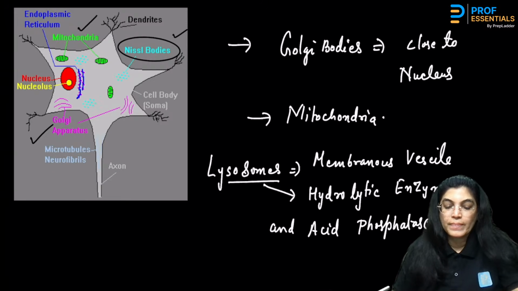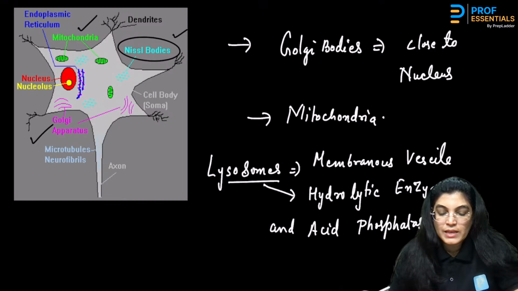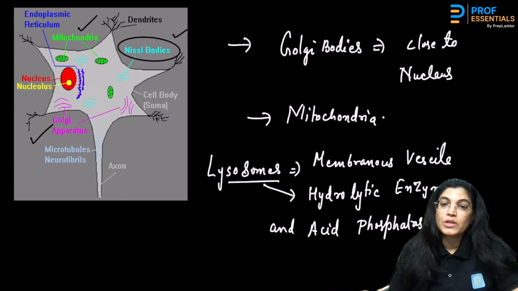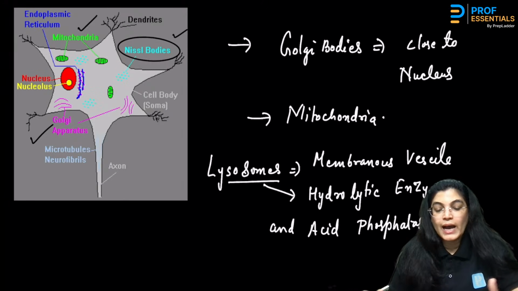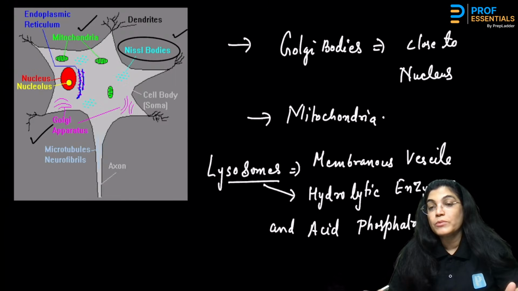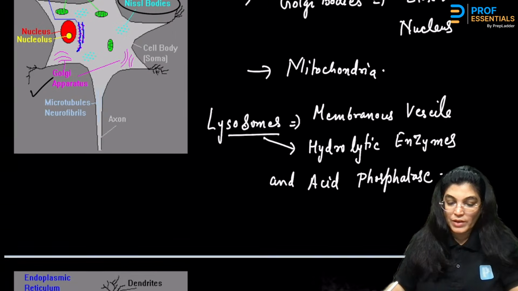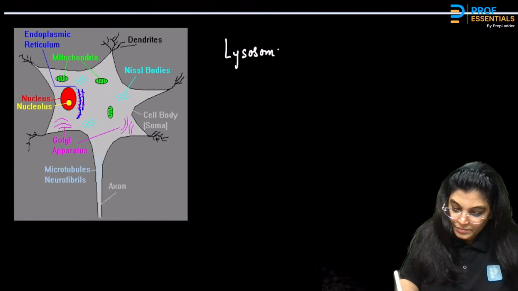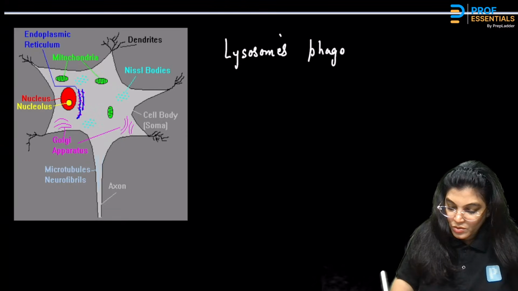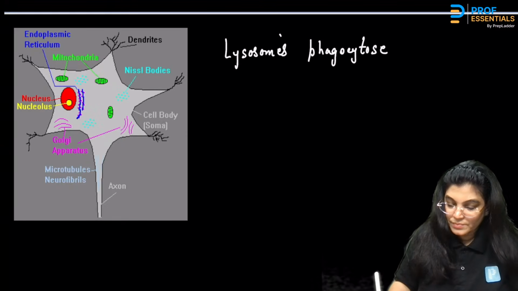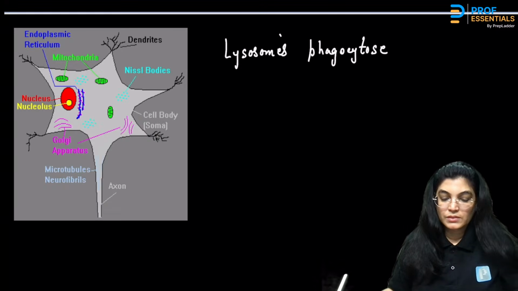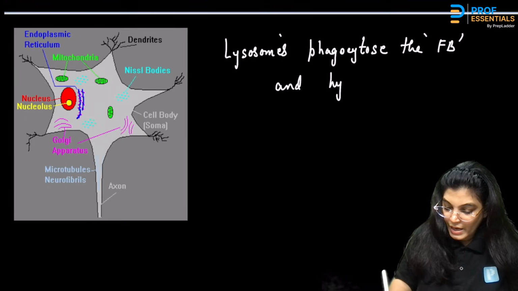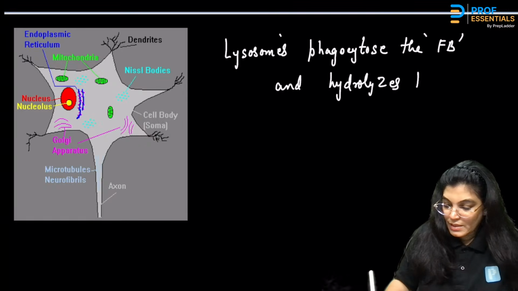This is an important point. The function of lysosomes is phagocytizing foreign bodies and hydrolyzing the Nissl granules during the process of chromatolysis. So please write down: lysosomes phagocytize the foreign body, FB for foreign body, and hydrolyze the Nissl granules.